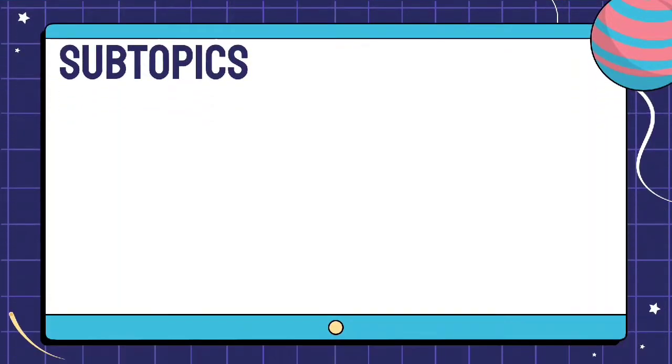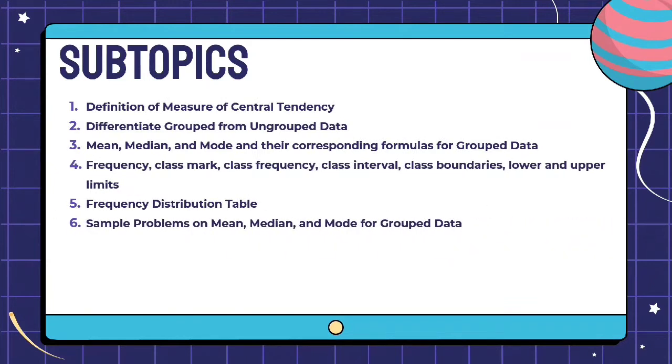The subtopics for this lesson are: 1. Define measure of central tendency. 2. Differentiate grouped from ungrouped data. 3. Mean, median, and mode and their corresponding formulas for group data. 4. Frequency, class mark, class frequency, class interval, class boundaries, lower and upper limits. 5. The frequency distribution table. And 6. Sample problems on mean, median, and mode for group data.